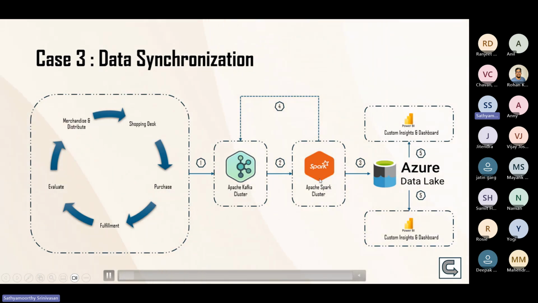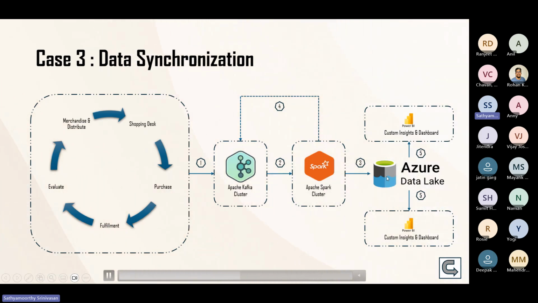There is a cluster available, I mean a system, Apache Spark. The purpose of this Spark cluster is to process the data. We would have heard of DQS, data quality services, and data refinement services. Based on the business rules, this will refine the data. It will again ingest the data back to Kafka, and again the data will be sent back to Azure Data Lake.